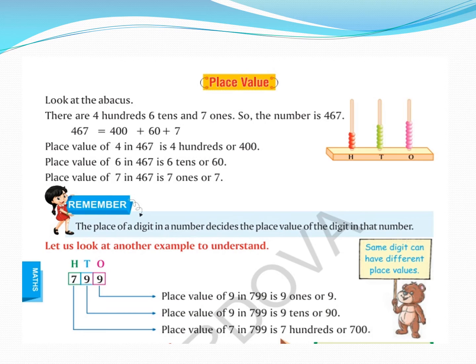Now the place value of 4 in 467 is 4 hundreds, or we can say 400. Place value of 6 in 467 is 6 tens or 60. Now, place value of 7 in 467 is 7 ones or 7. Now, always remember, the place of a digit in a number decides the place value of the digit in that number. So therefore, the same digit can have different place values.